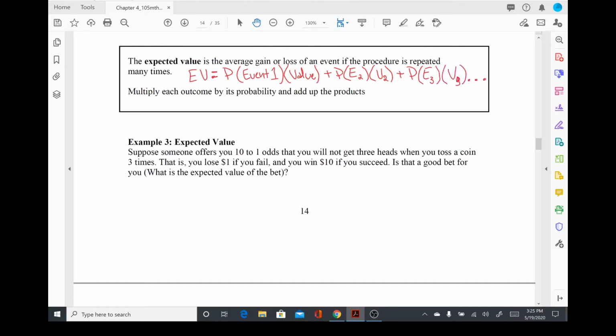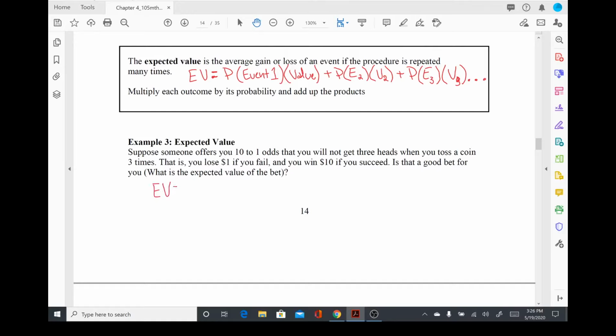For instance, suppose someone offers you 10-to-1 odds that you will not get 3 heads when you toss a coin 3 times. That is, you'll lose $1 if you fail, and you'll win $10 if you succeed. Is that a good bet for you? What is the expected value of the bet?